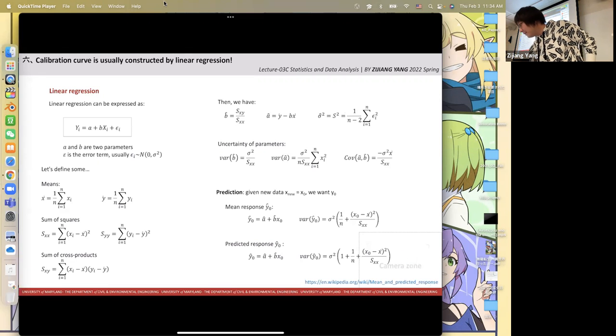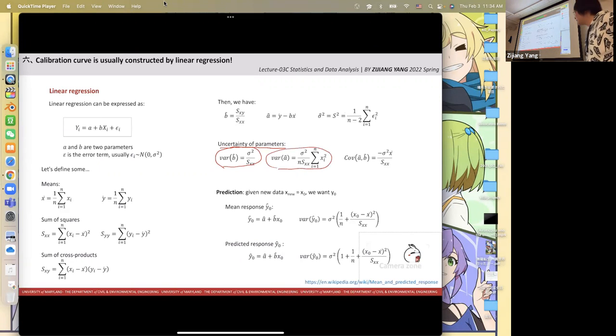So basically, we are interested in the uncertainty of A and B. So we're interested in the variance or the standard deviation of B and the variance or standard deviation of A. In addition, if we have a new data here, we want a Y, like the uncertainty of Y. So in this case, we have two results. But in this course, we will be focusing on this one.